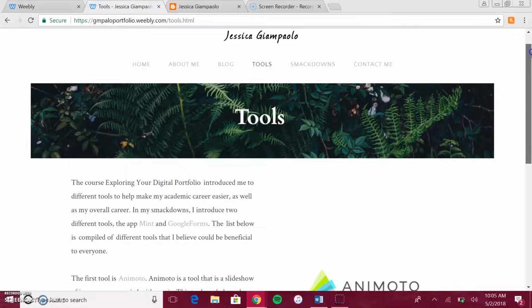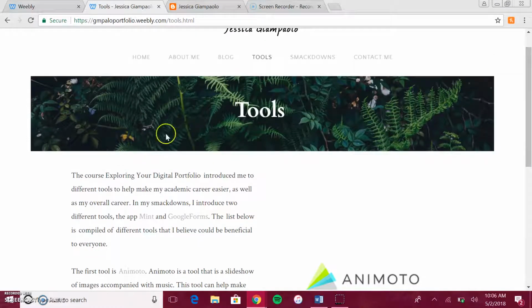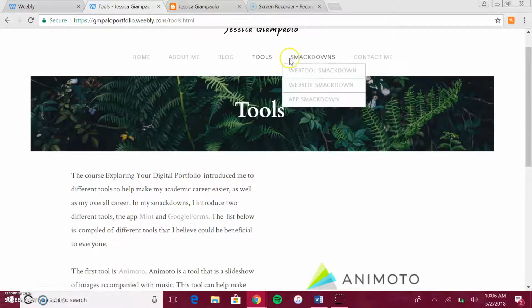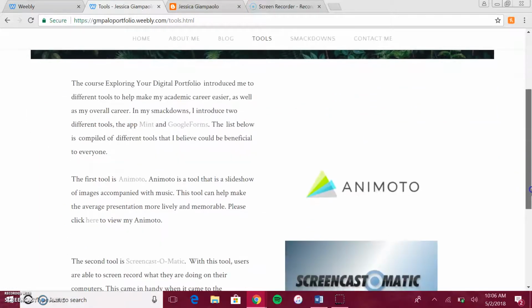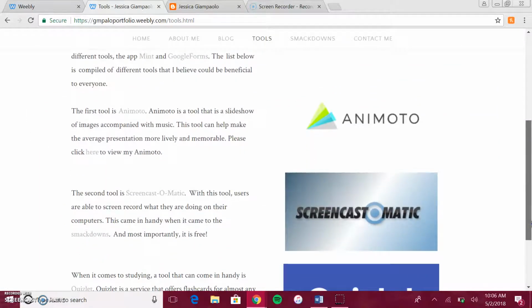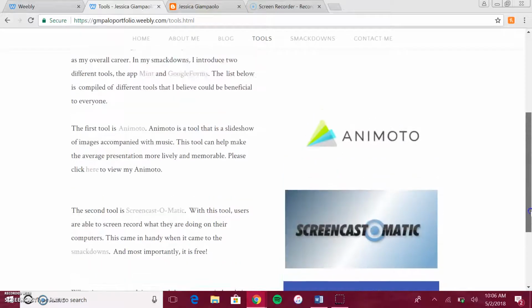So for the tools page, I kind of introduced how different tools can make academic career easier as well as the overall career. And I linked the two different Smackdowns that I have, so it'll open up on those pages right over here, because those are two tools. And then I also discussed Animoto, Screencast-O-Matic, and Quizlet.